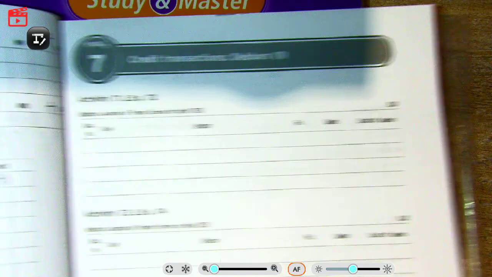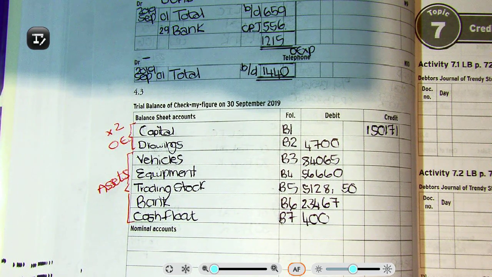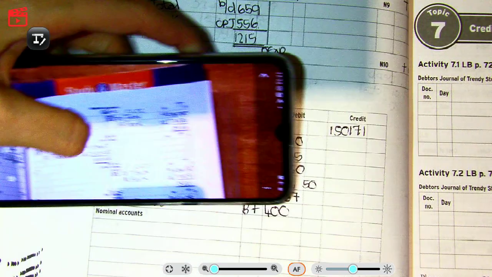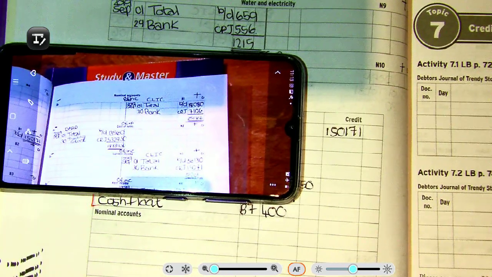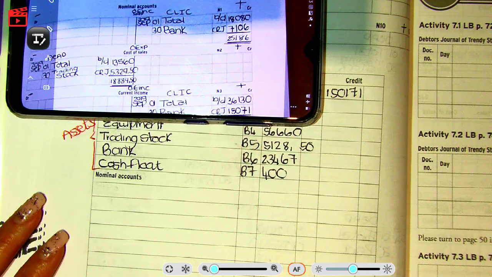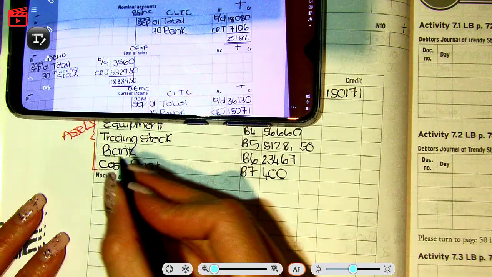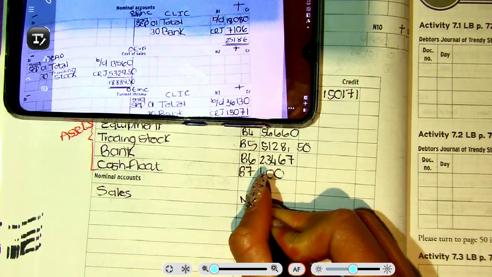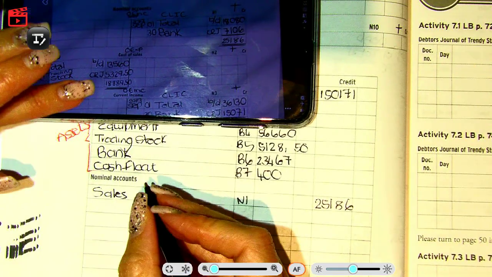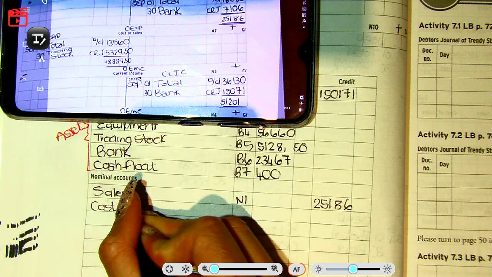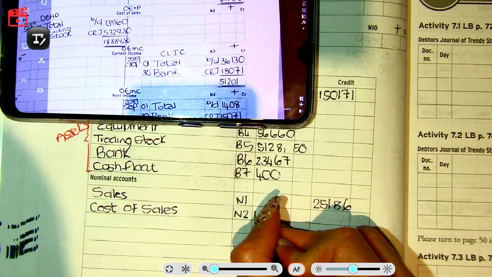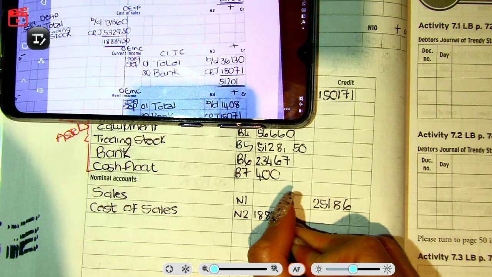Right, once again, sorry, I was just busy taking a photo so that I don't have to page back and forth. Right, so let's go. Okay, sales, we can see is on the credit side, and it is N1. So sales N1, and that amount is in the credit column, 25,186. Then we have cost of sales, which is an owner's equity expense. Expenses form part of debt, so therefore it must go in the debit column, and that total is 18,889 Rand and 50 cents.